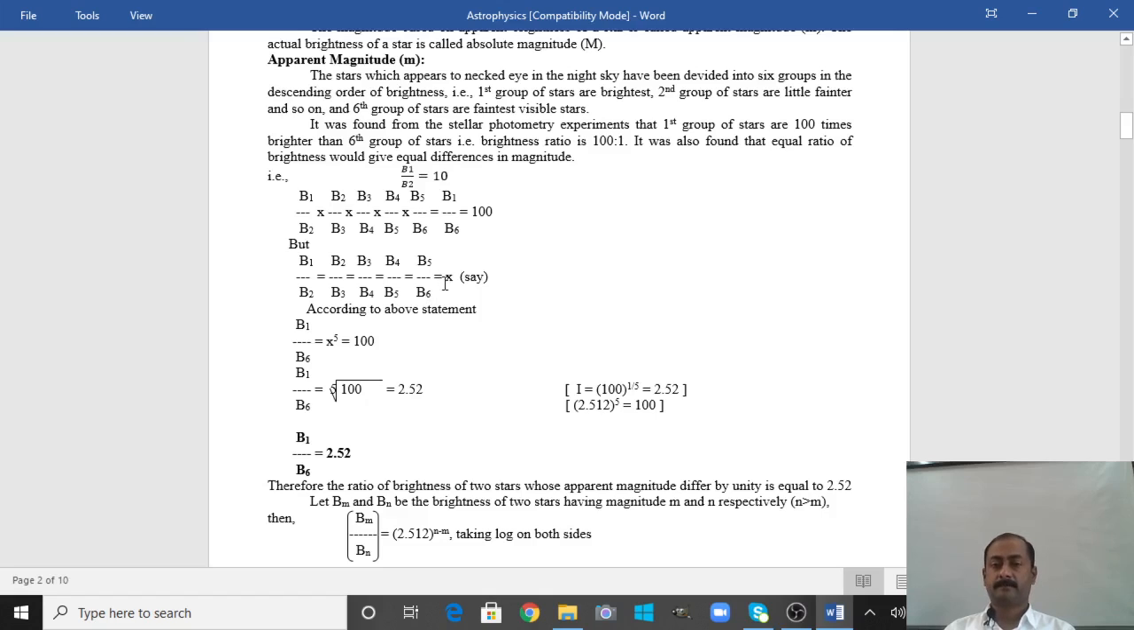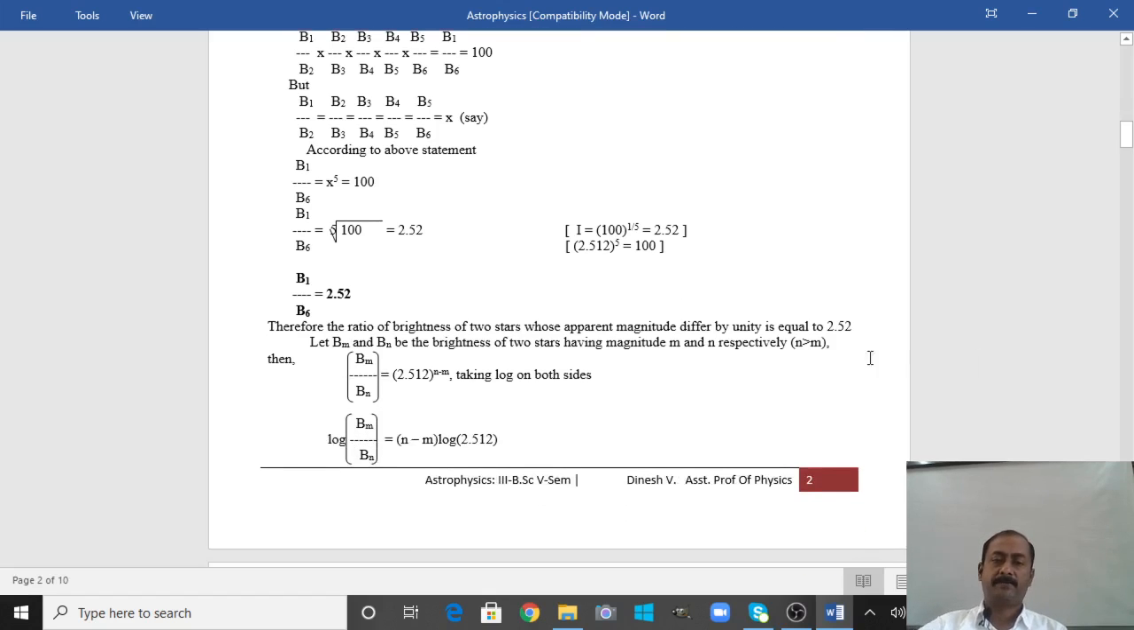According to the above statement, B1 by B6 equals x to the power of 5. Here there are 5 ratios. Therefore, x to the power of 5 equals 100. Therefore, x equals fifth root of 100. Here fifth root of 100 is 2.52 or 2.512. Hence, the ratio of brightness of two stars whose apparent magnitude differ by unity is equal to 2.52.